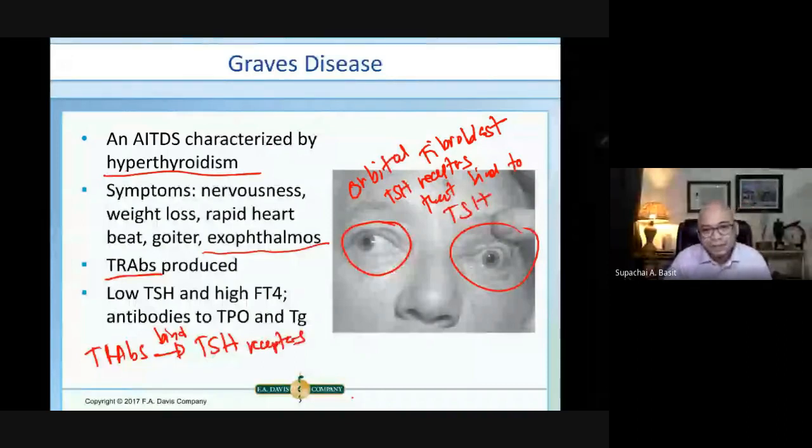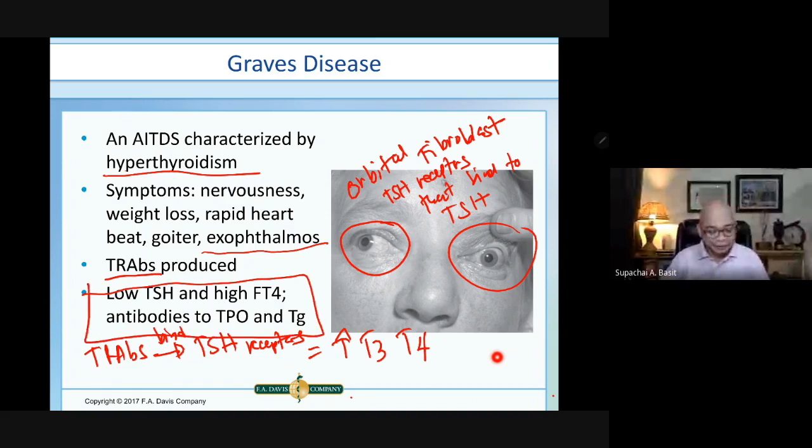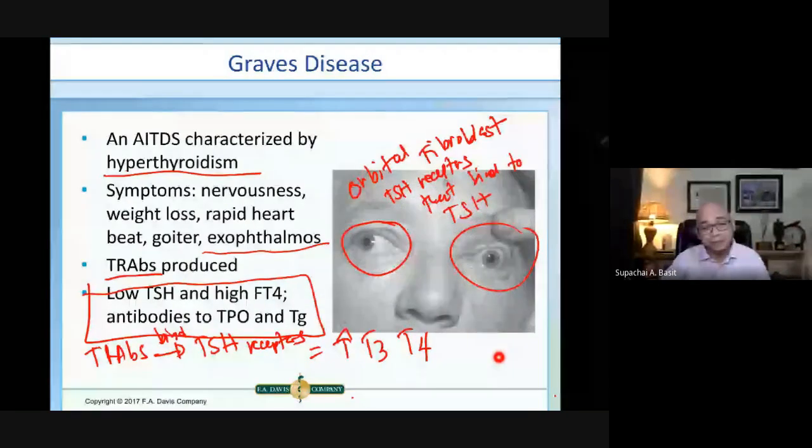It will mimic the action of TSH on the thyroid gland, but since this bypasses the thyroid axis, what happens? There would be excessive production of T3 and T4. The presence of TRAbs is highly indicative of Graves' disease, and this can be detected by immunoassays or bioassays. Aside from TRAbs, we can also determine the presence of low TSH, high FT4, and high antibodies to TPO and TG.